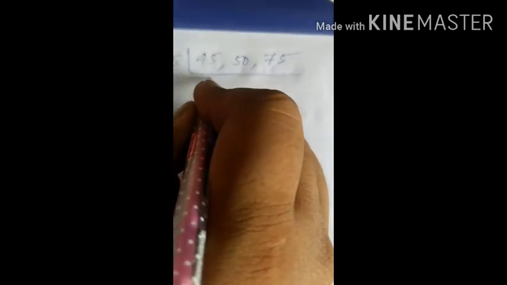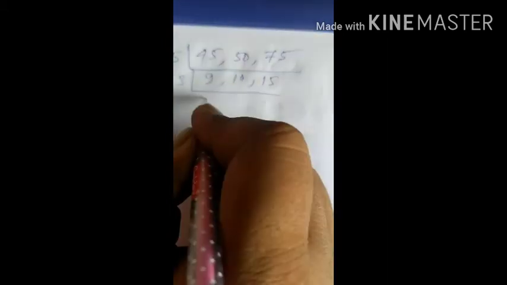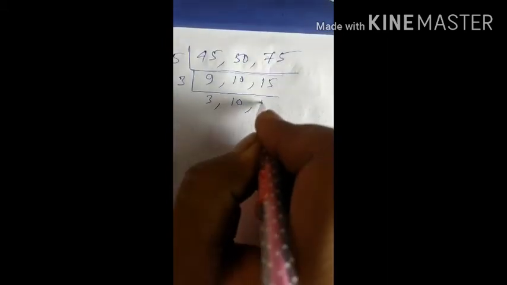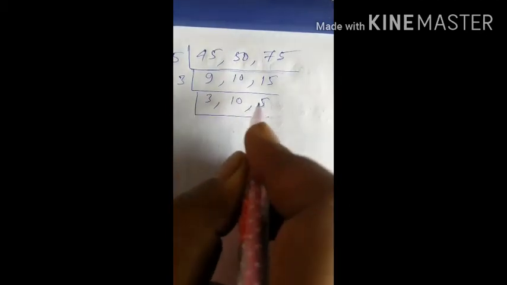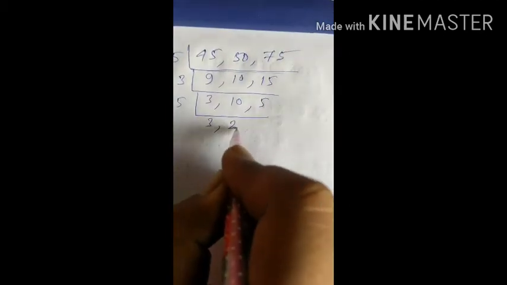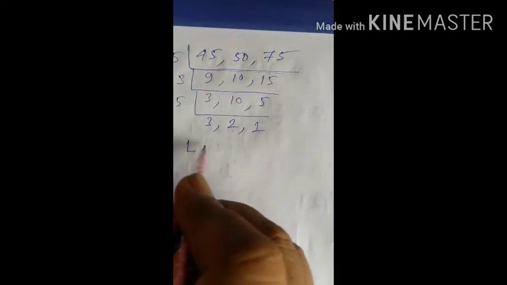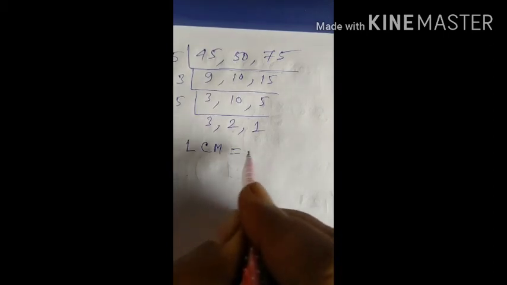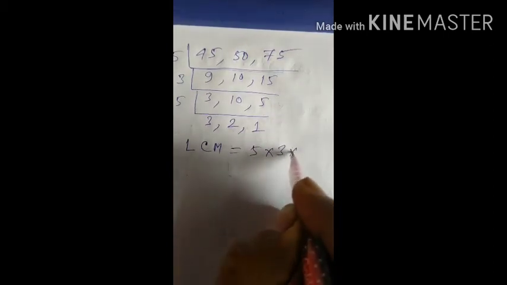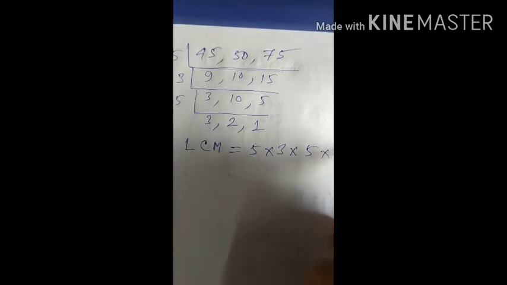Here 5 9s are 45, 5 10s are 50, 5 15s are 75. Now 3 3s are 9, 3 10s are 30, 3 5s are 15. Now 5 2s are 10, 5 1s are 5. So the LCM will be 5 into 3 into 5 into 3 into 2.